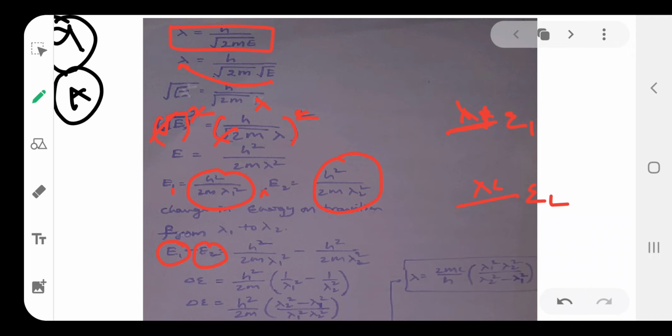Then by cross multiplication, delta E is equal to h square by 2m into (lambda 2 square minus lambda 1 square) divided by (lambda 1 square into lambda 2 square). Here delta E is nothing but hc by lambda.